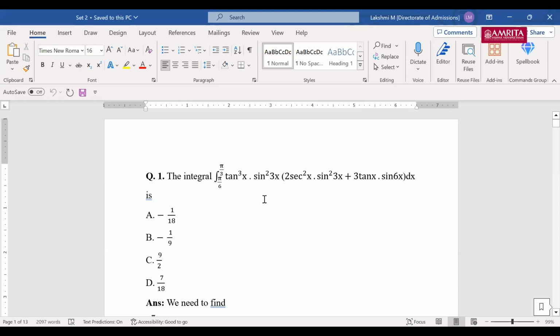So how are we going to do this? Maybe what you feel is, yeah, it's long. There is tan, there is sine, sec, and all of that. So what you need to do? Initially, you can solve all these using the different formulas that you have studied, simplify it to a single term, integrate it, and then apply the limits.